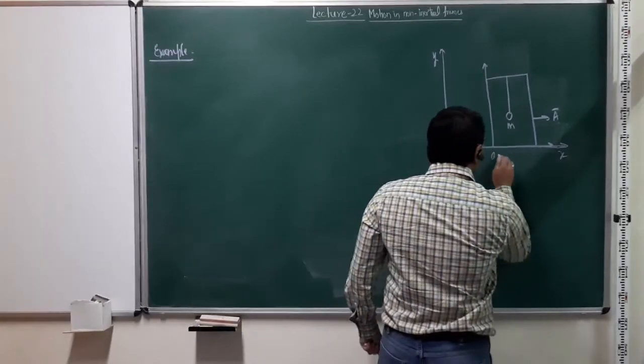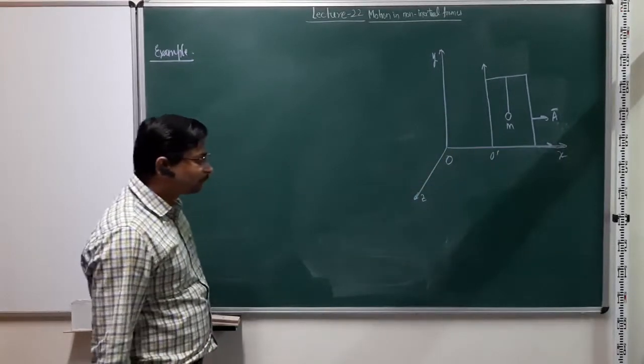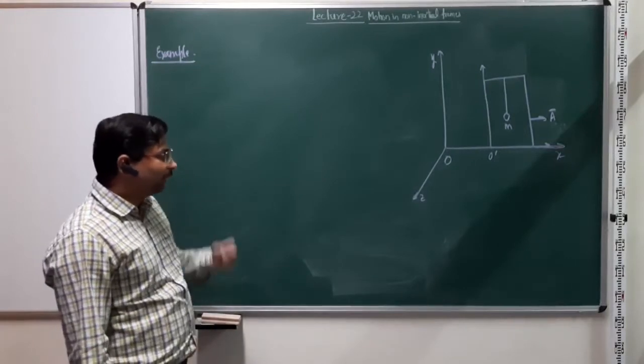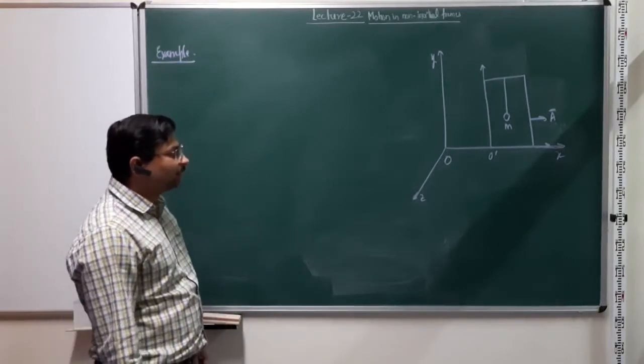Right? So let's call this O prime. So the container is O prime. It's a non-inertial one, and my inertial one is O. Right? And now we can try to see what happens.